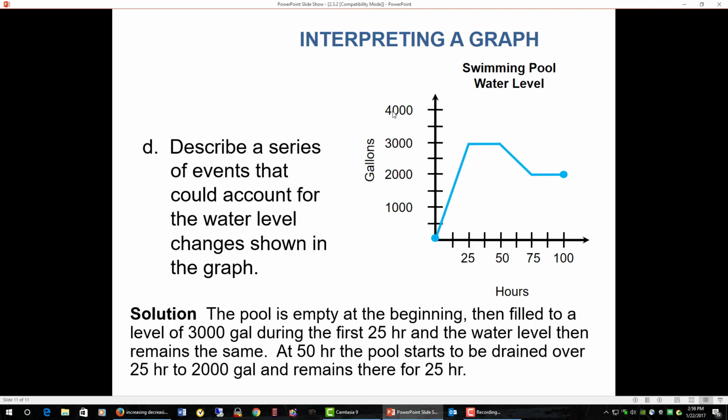I'm sure if you're a pool person, you know chlorine levels, other things have to do with it, rainfall, and so forth. So I just wanted to throw something in there to show you that yes, this can be used in other things outside of the classroom.